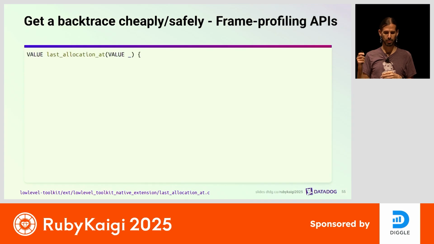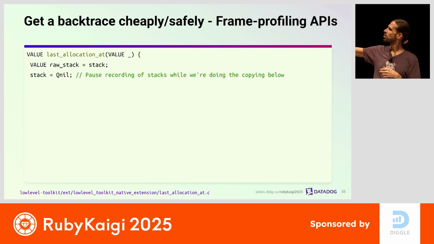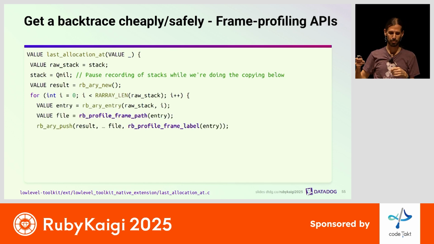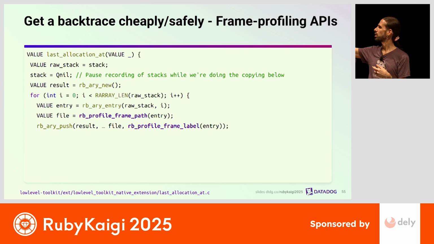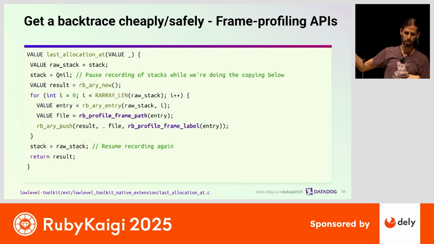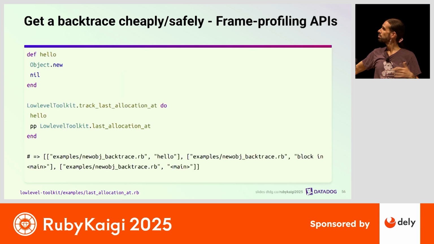And then when you call last allocation at to ask the question, where was the last allocation, we have to use a small trick to pause the recording of the information, because we want to create a new array. And when you create a new array, then the last object is your new array. So we pause, and then we ask Ruby, what's the file name? What's the method name? And we copy them into this new array. Then we return this information and resume recording again. And that's all we need to build a helper such as last allocation at.